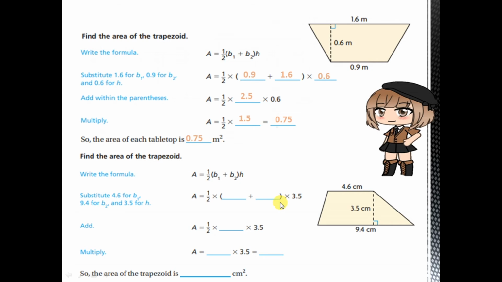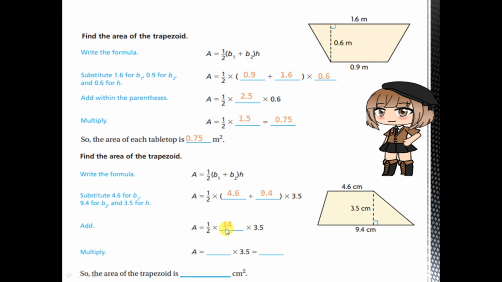Example number 2. This trapezoid has two bases also. Base number 1 is 4.6 centimeter, base number 2 is 9.4 centimeter, and the height is 3.5 centimeter. Let's solve the parentheses first. Add the two numbers together. The answer will be 14.